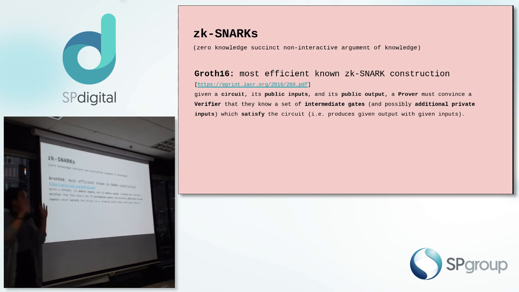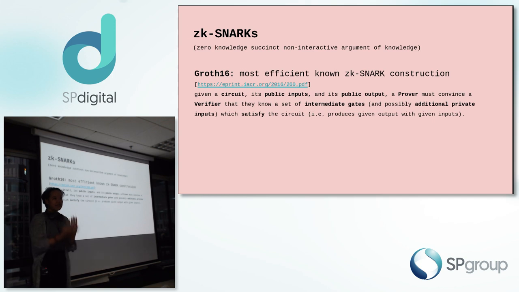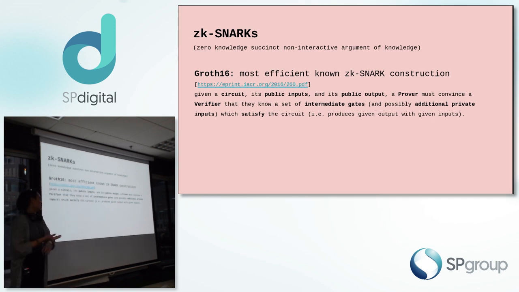So what a ZK-SNARK does is it takes a circuit, which is any arbitrary program you want. It takes some public information about this circuit, some public inputs and a public output. And from then on, it's a game between the prover and the verifier. The prover must somehow convince the verifier that they have a solution that satisfies this circuit. A solution means they have a set of intermediate gates and possibly some private inputs that the verifier doesn't know about, such that when these are put through the circuit, they map the public inputs to the expected public output.